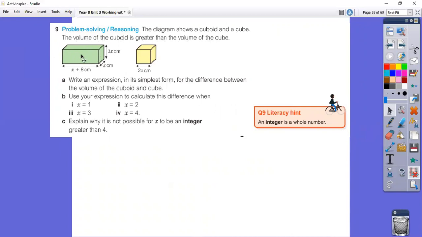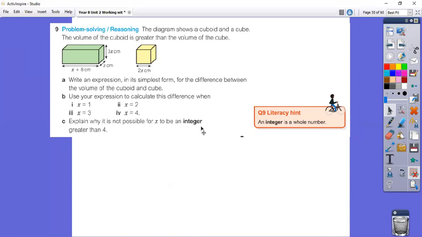Again, write out all the measurements you need, collect and simplify, and then you do the same for this side, and then subtract one from the other. And then use your expression to calculate this difference when x equals 1, x equals 2. So again, you will do your substituting into both of these, and x equals 3 and x equals 4. And then part C, explain why it is not possible for x to be an integer.